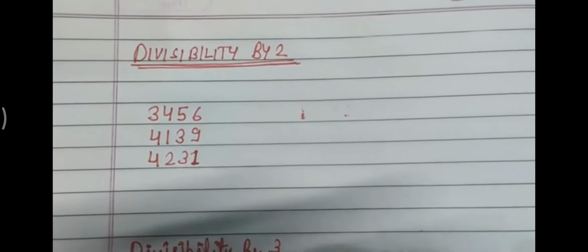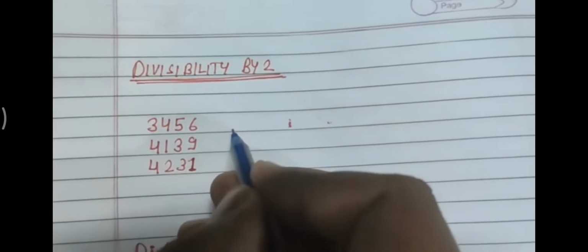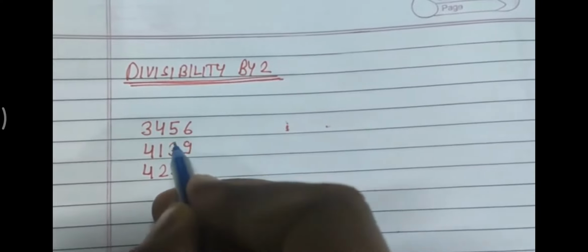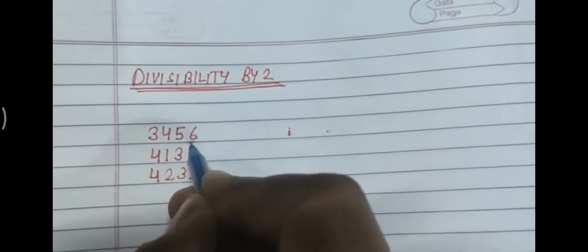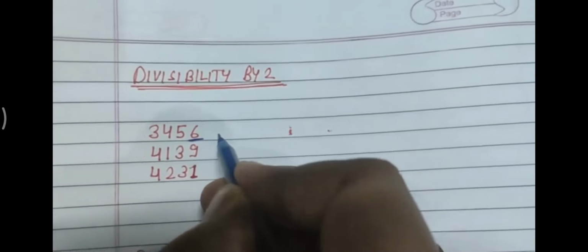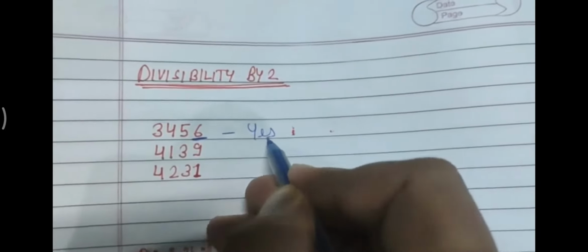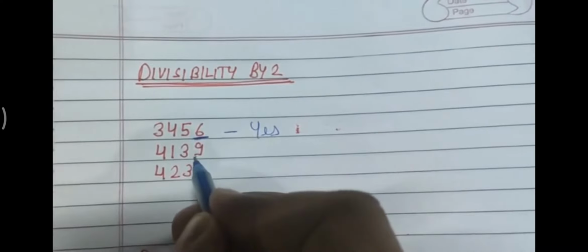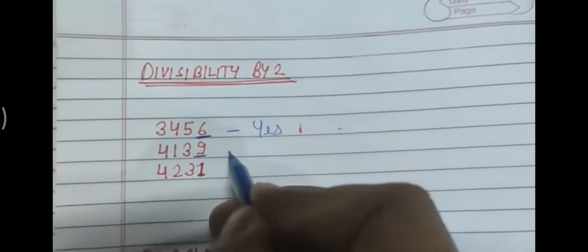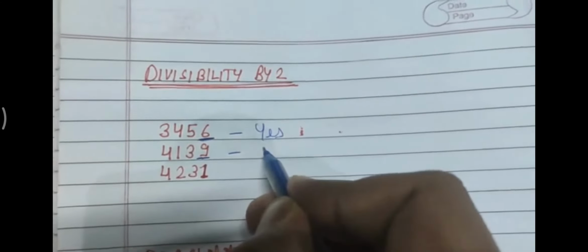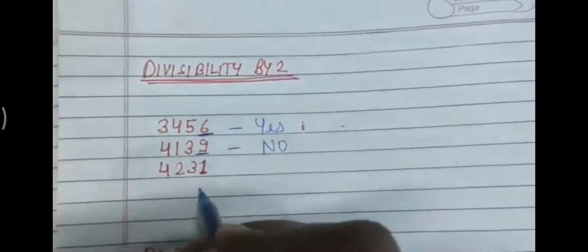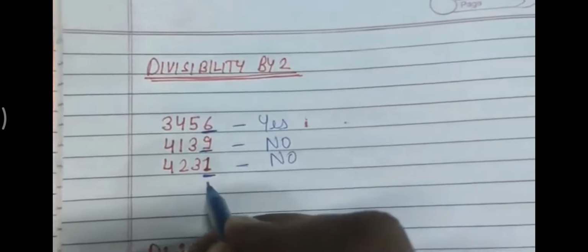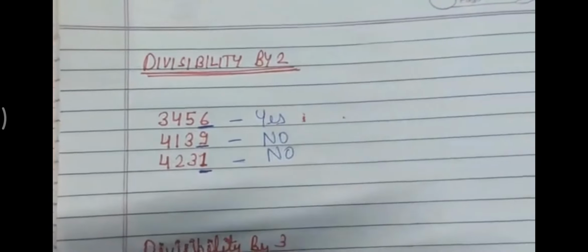Now this is an example. Here you can see I have written three numbers: 3459, 3456. In the first number, 6 is the last digit, so it is divisible by 2. In the second number, 9 is the last digit, so it is not divisible by 2. In the third number, 1 is the last digit, so it is also not divisible by 2.